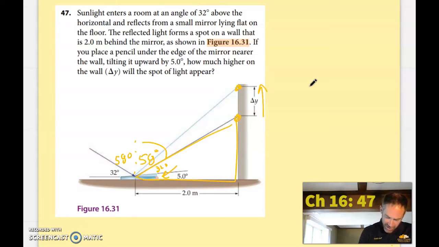I have a 32-degree angle down here on the left. I have 2 meters on this adjacent side. And so then how big is this y? Well, y is going to be 2 tan 32. And if you go ahead and do that, you get 1.25 meters. Okay, so then you put the pencil under.